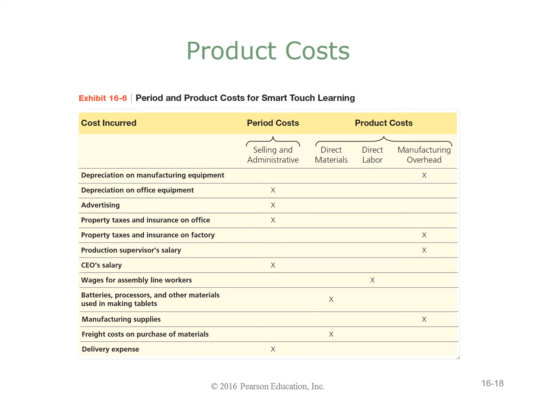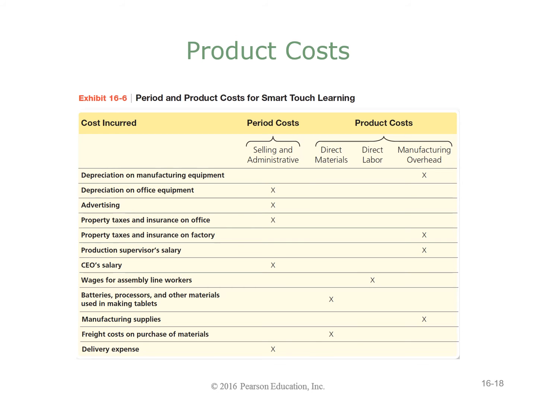As you can see here, this is some classification of costs. For example, depreciation on manufacturing equipment is a manufacturing overhead, because it is on manufacturing and it is not material and it is not labor. Depreciation on office equipment is not a product cost because it is not related to the factory or the manufacturing process. So it will be classified as a period cost.